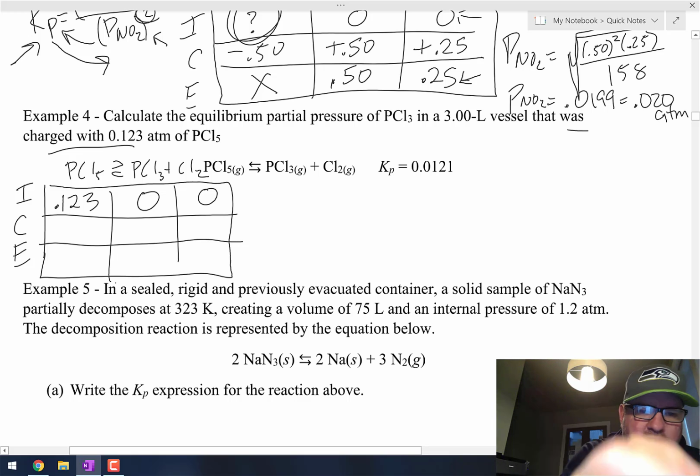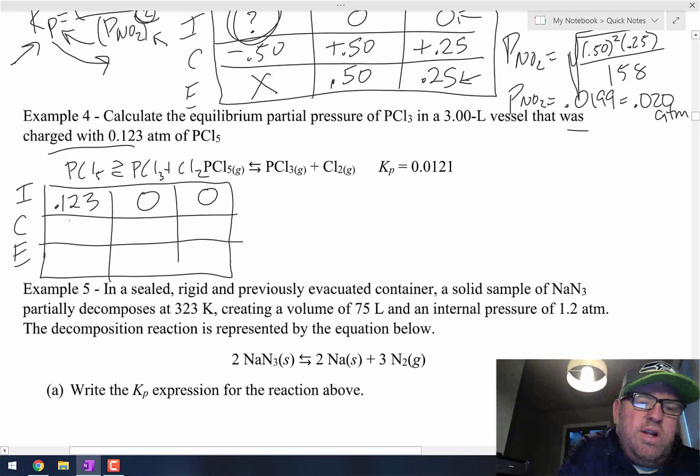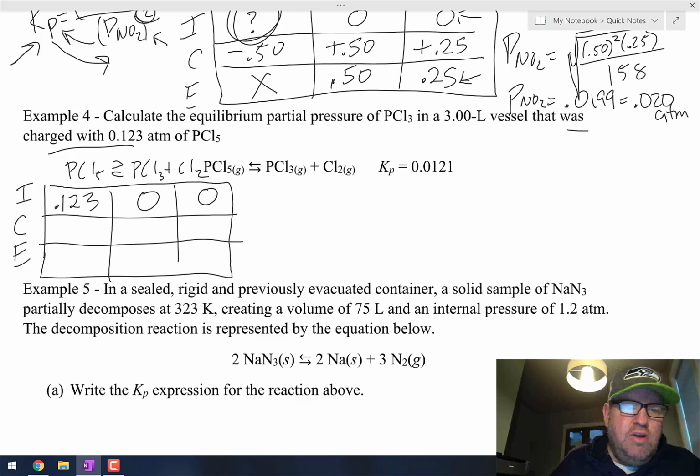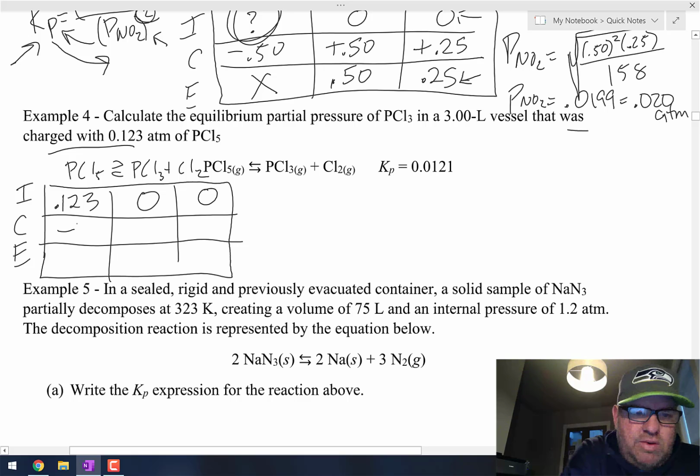So PCl5 is going to go down by a certain amount. We don't know how much, and usually when you don't know, you use a variable. So we're going to say it goes down by x, which means that because it's a 1-to-1-to-1 ratio, PCl3 is going to go up by x, and Cl2 is also going to go up by x.